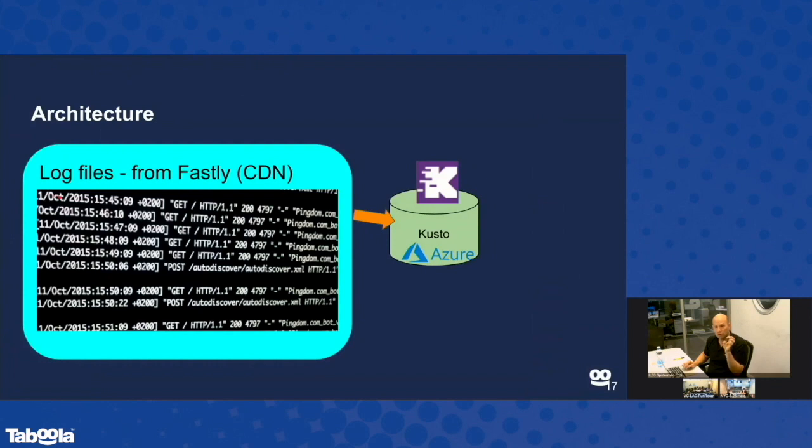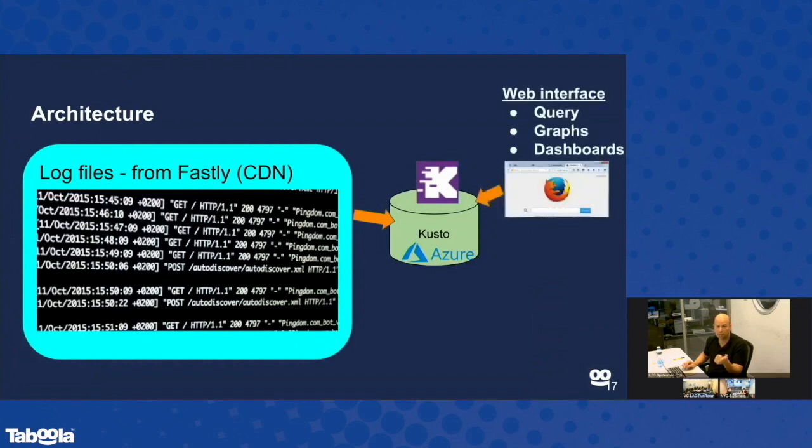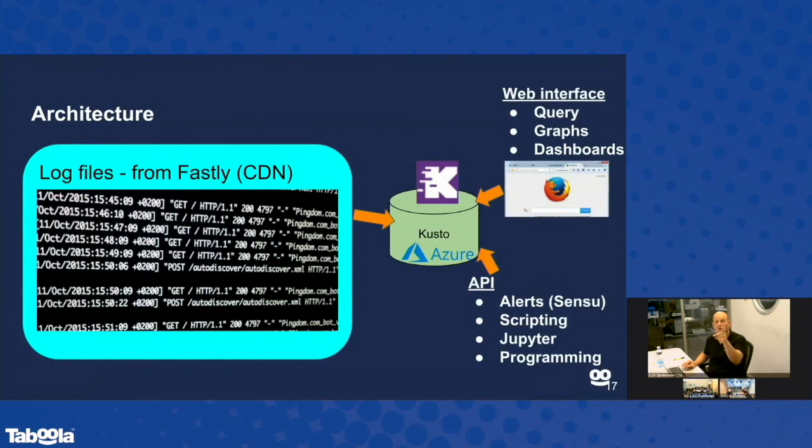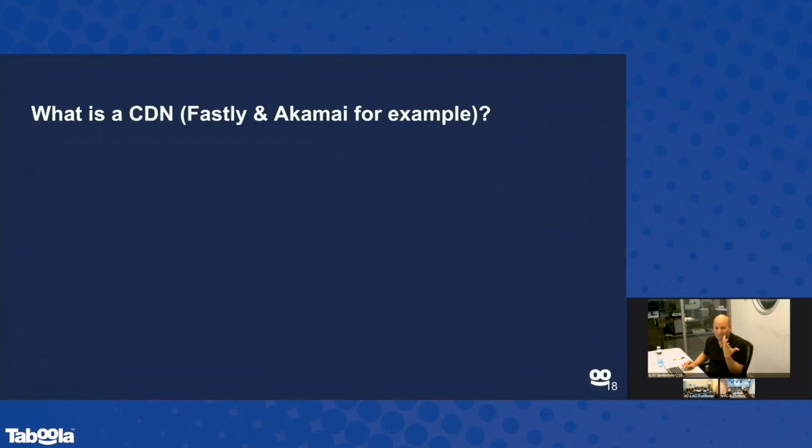And Kusto is hosted in Azure. Azure is Microsoft Cloud. Then we have a web interface to query this information, and we have an API to get programming access into it. Clear? Yeah. Thank you, Edward. That you're nodding, that I'm understood.